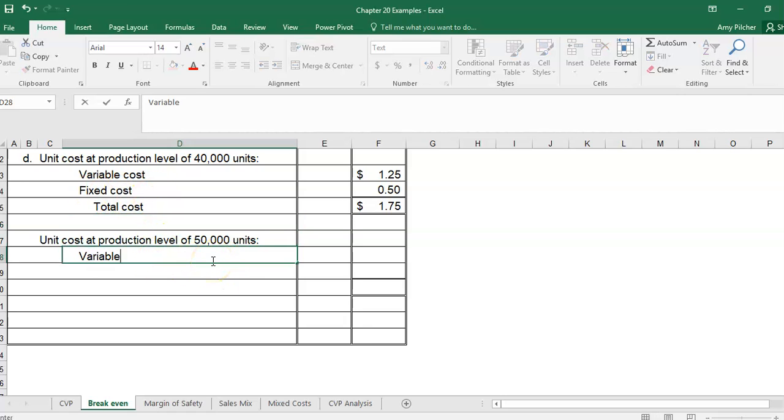So our variable cost per unit stays the same at $1.25 per unit. But now our total fixed cost of $20,000 gets spread across 50,000 units instead of 40,000 units. So our total fixed cost per unit is now 40 cents per unit. And our total cost per unit at a production of 50,000 units is $1.65.